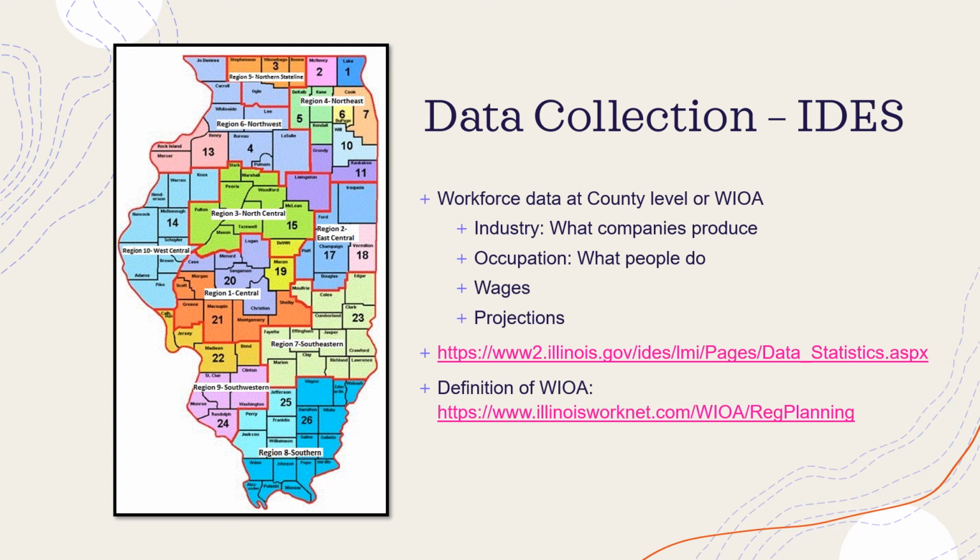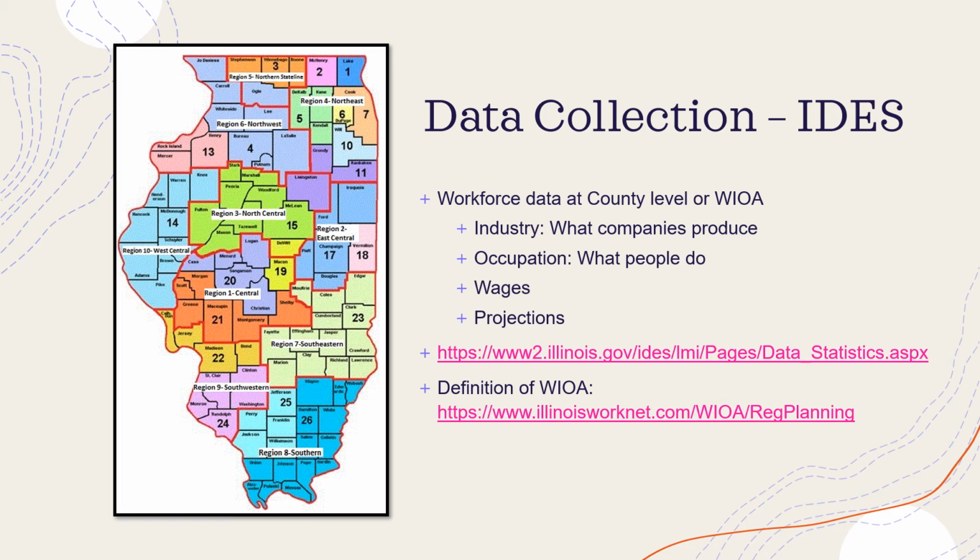Another great resource is the Illinois Department of Employment Security, or IDES. Now, all of their data is published either at the county level or at the WIA, which stands for the Workforce Innovation Act. You'll also see it as WIOA, W-I-O-A, which is the Workforce Innovation and Opportunity Act. So those two are used interchangeably. But that is where you would get the information on industry, occupation, wages, projections, unemployment, characteristics of the unemployed, which is going to become more popular now that we're in the COVID era.